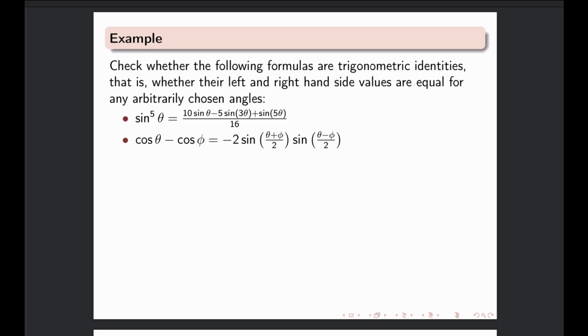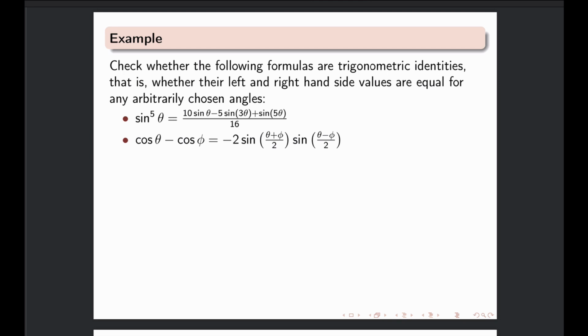Now that you have some basic tools in your hands, we can try and do some small examples with calculations. So let's have a look at this first one. We have a couple of trigonometric equations, and we would like to check whether they are so-called trigonometric identities, meaning that the left and right hand side of the equations are equal.